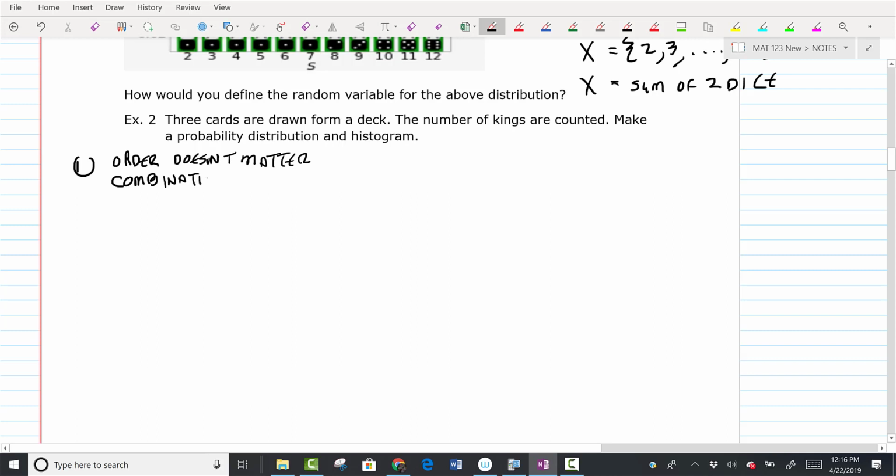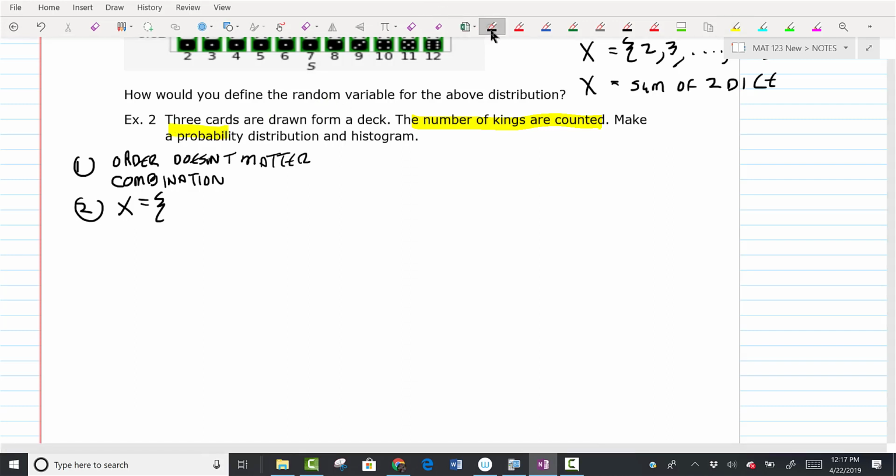The second thing we're going to do is define our random variable. I always use X for the random variable. According to the problem, the number of kings are counted. So you draw 3 cards. What are the possibilities for kings? You could get 4, what else? You could get 3, 2, 1, or no kings. But you're only drawing 3 cards, so you couldn't get all 4.